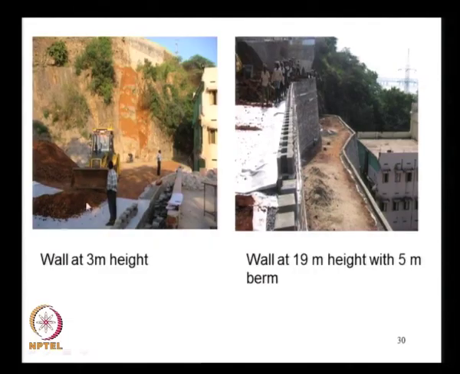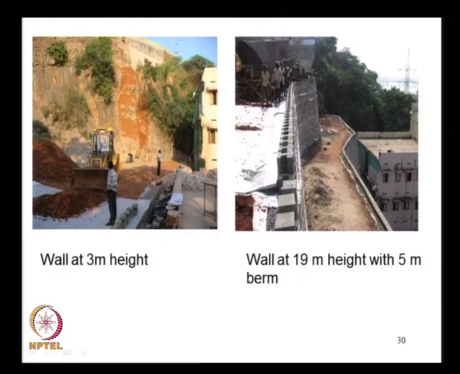And you can see the pictures of the construction. This is at 3 meters height, and then this is at 19 meters height, and you can see that the reinforcement layer is not provided horizontal. A kink was given, so that there is a good interaction between the soil and the reinforcement. It's a kink.